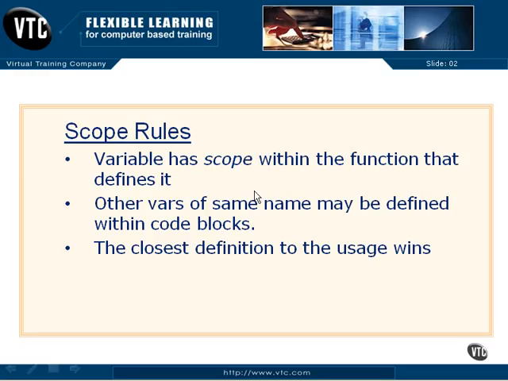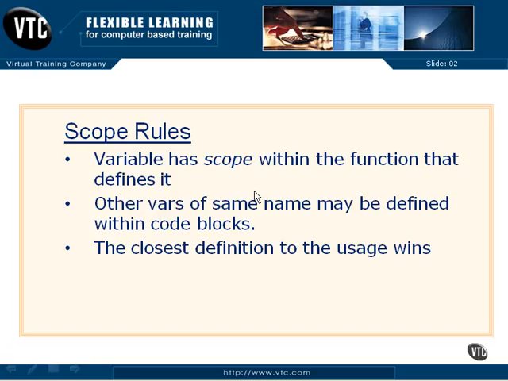Let's continue to talk about the scope of variables. The scope of a variable is when you can see it, when you can work with that particular variable, and how it's been defined and declared affect, and define, I should say, the scope of the variable. A variable has scope within the function that defines it.